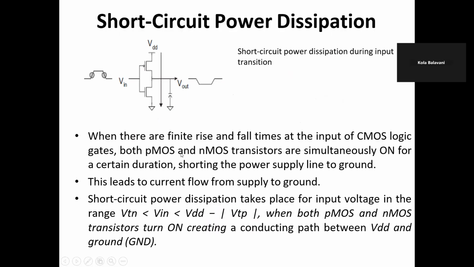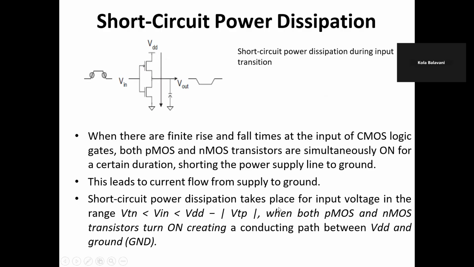Whenever there are finite rise and fall times at the input of the CMOS logic gates, there is a possibility of both PMOS and NMOS transistors being simultaneously on for a certain duration. Only in that situation is a direct path formed from VDD to ground. When the input transition changes slowly from one signal level to another, there is a possibility of a direct connection from VDD to ground. Because of this short circuit, power is dissipated, that is, power loss occurs. This is called short circuit power dissipation.